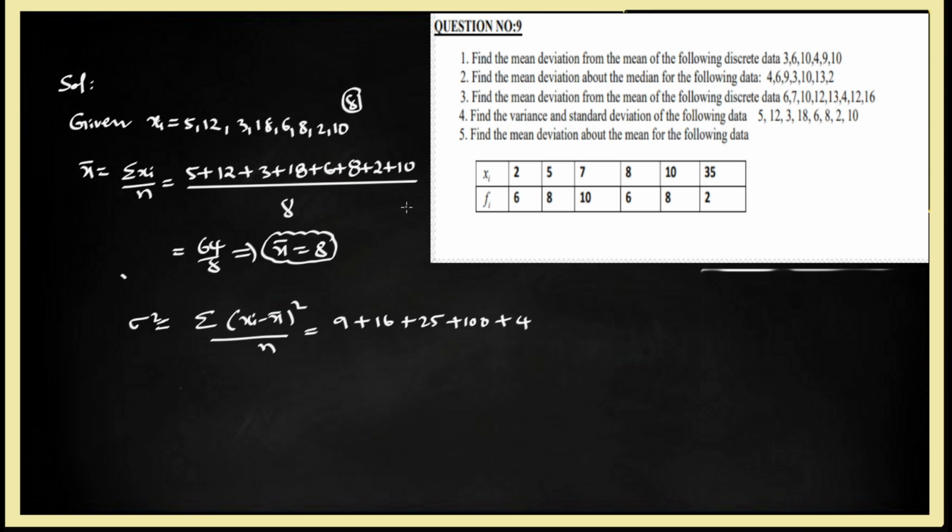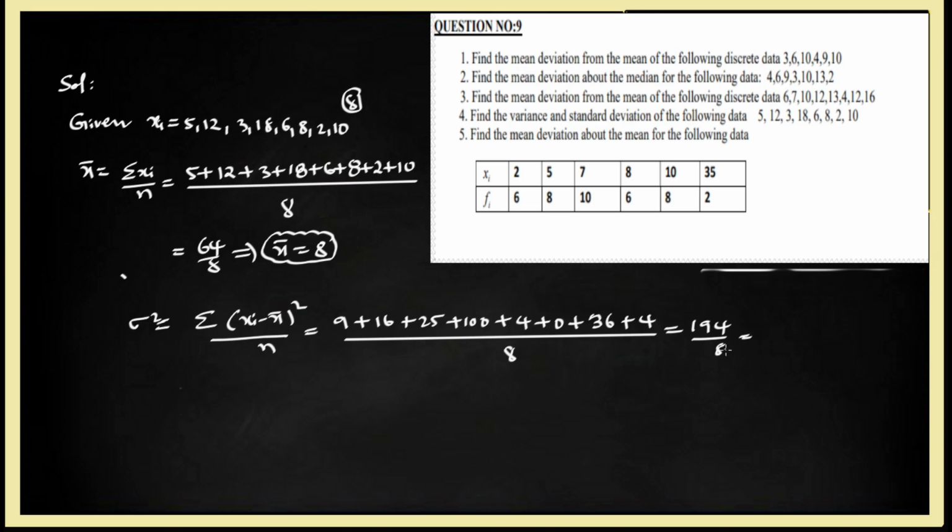8 minus 8 is 0. 2 minus 8 is minus 6, whole square is 36. Finally 10 minus 8, 2 square is 4, divided by the number of observations. How many observations are there? 8 observations are there, so divided by 8. Now the summation of 9 plus 16 is 25, plus 25 is 50, plus 100 is 150, 150 plus 40 is 190, plus 4 is 194. So 194 divided by 8.